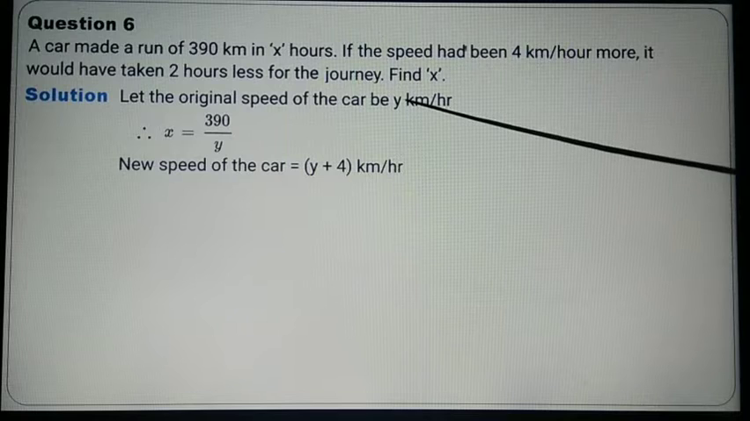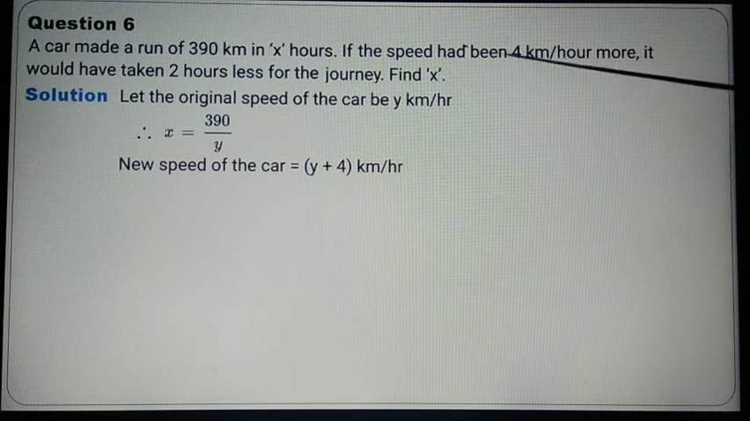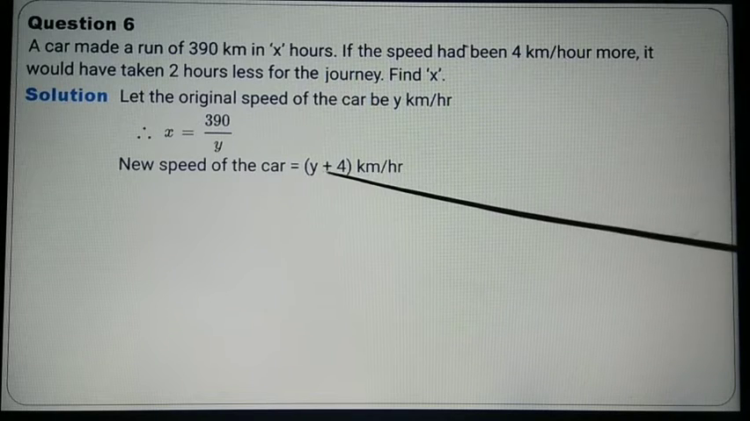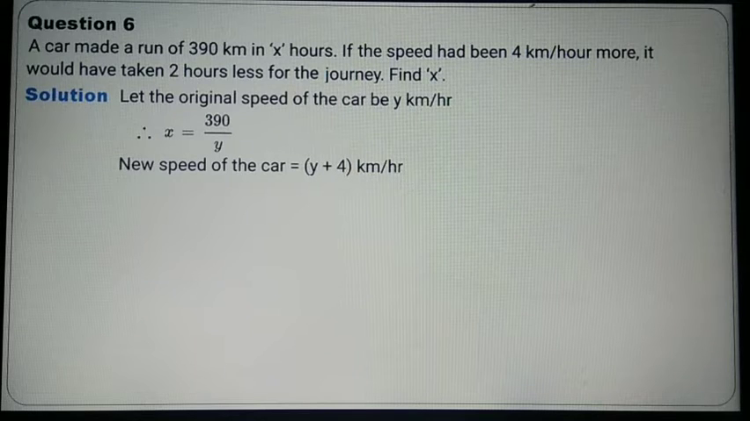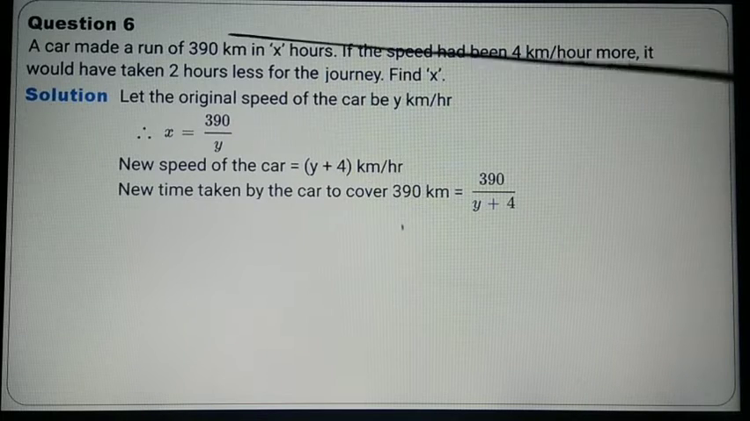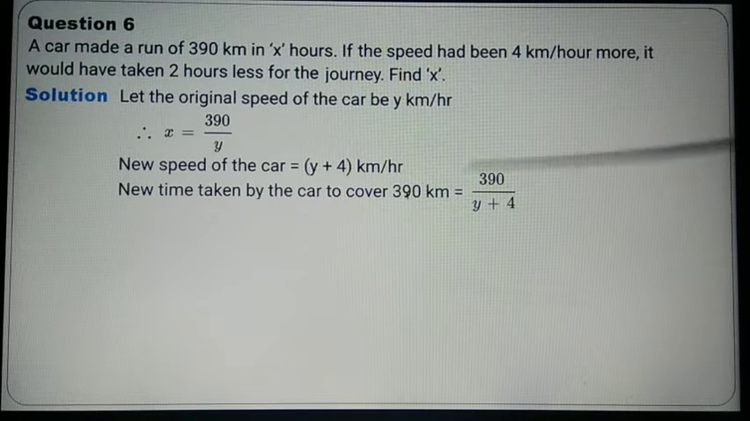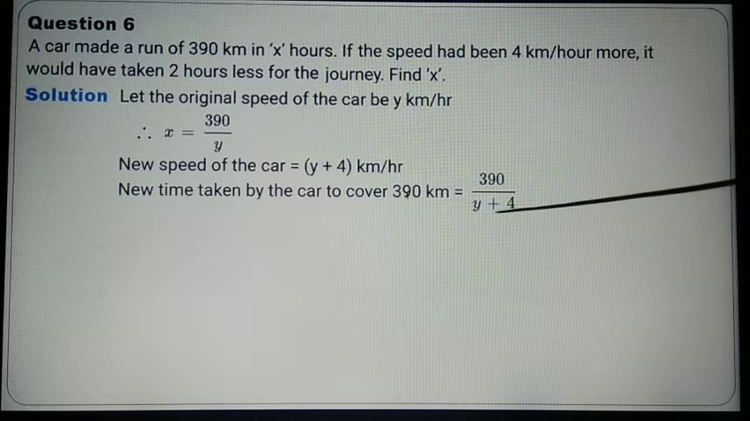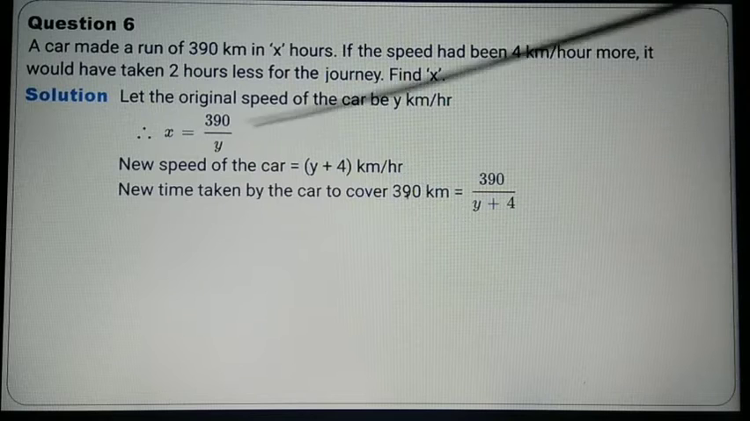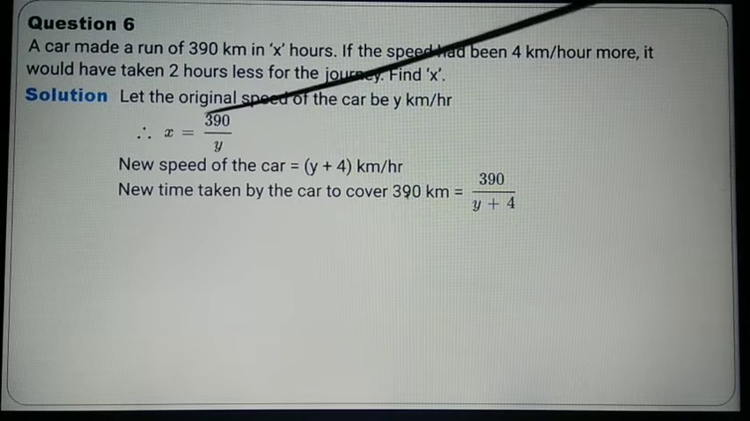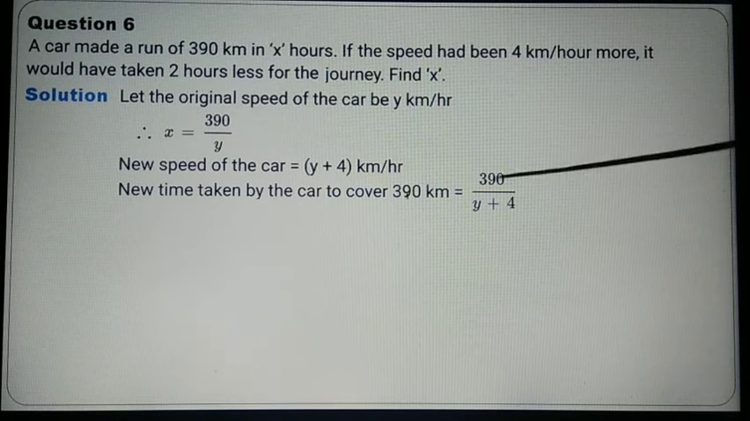Now the new speed of the car. Earlier the speed was y kilometer per hour. Now the speed has been increased by 4, so it's going to be y plus 4 kilometer per hour. Now in this case, let's see what will be the time taken. The time taken is given by distance by speed, so distance is 390 and the speed is y plus 4. Obviously this time is less, because speed is more, so time is going to be less. So the difference between these two, this is more time and this is less time.